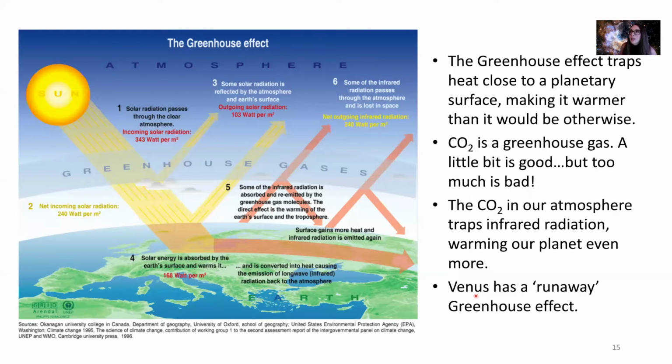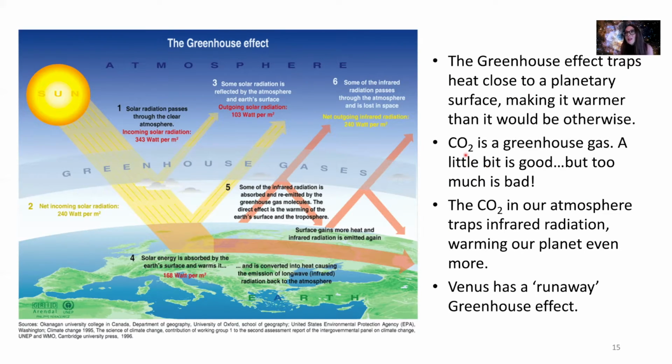There's something called the greenhouse effect, which you have probably heard of. The greenhouse effect traps heat close to a planetary surface, just like a greenhouse for plants traps heat to help them grow in colder climates or during the wintertime. It makes the planet warmer than it would be otherwise, without this effect going on.